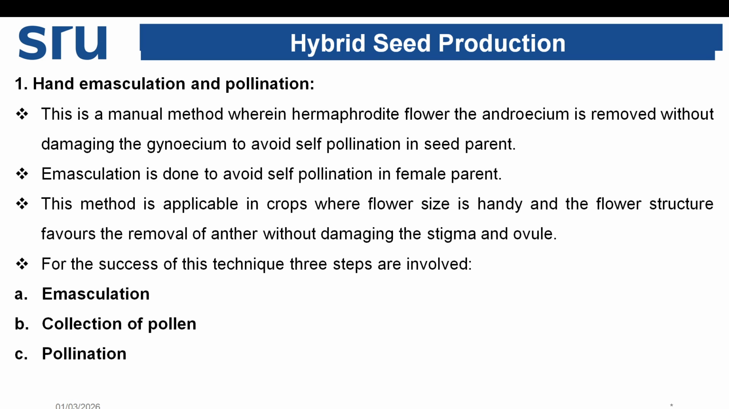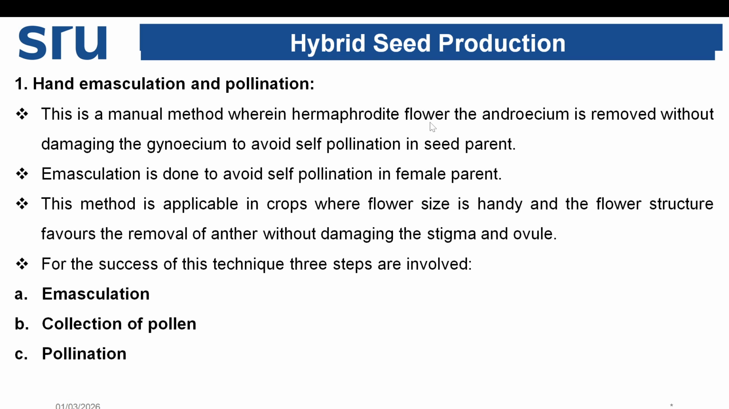So first, the mechanism for hybrid seed production, that is hand emasculation and pollination. This is a manual method, as the name indicates, hand emasculation. This is the manual method wherein the hermaphrodite flower is used. So what does hermaphrodite flower mean? That is a bisexual flower.